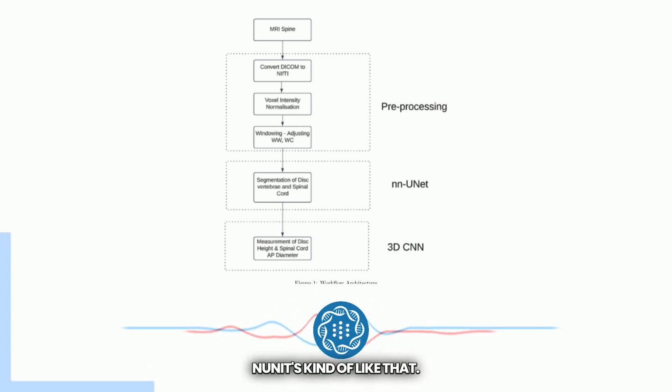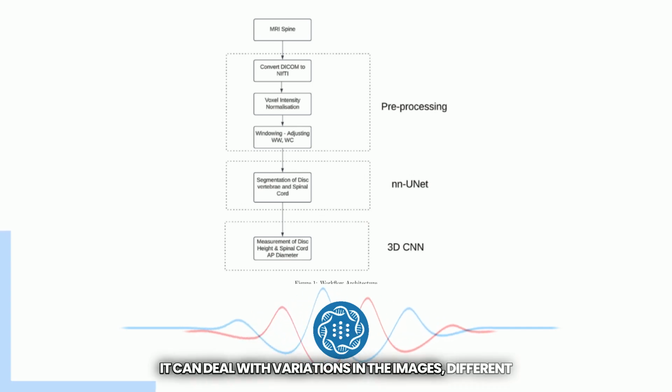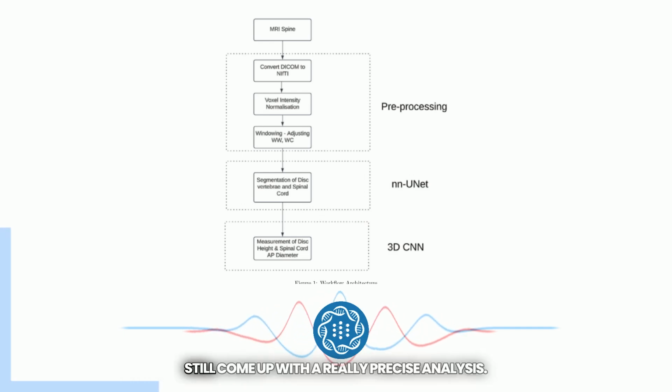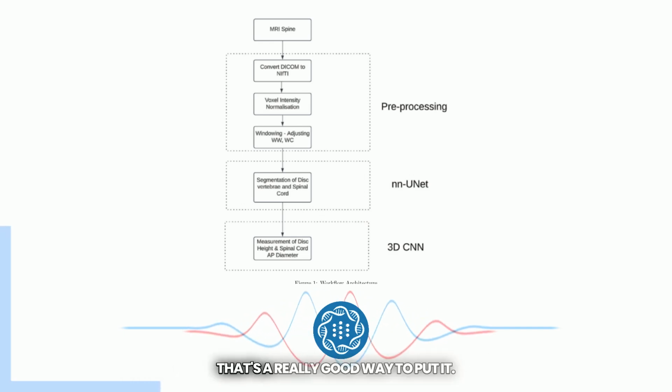nnU-Net's kind of like that. It can deal with variations in the images, different MRI machines, different patient positions, all that stuff, and still come up with a really precise analysis. That's a really good way to put it.